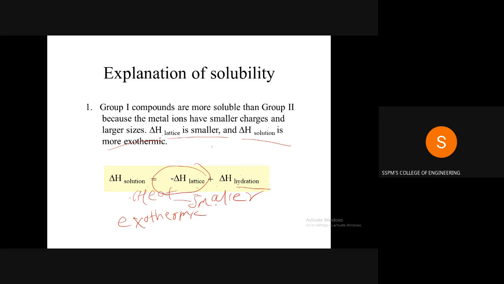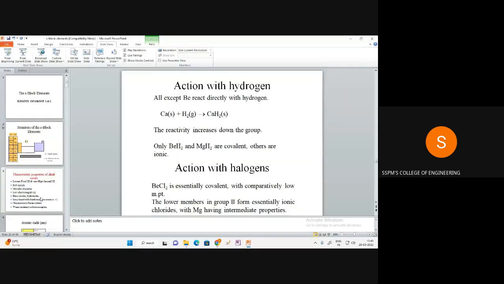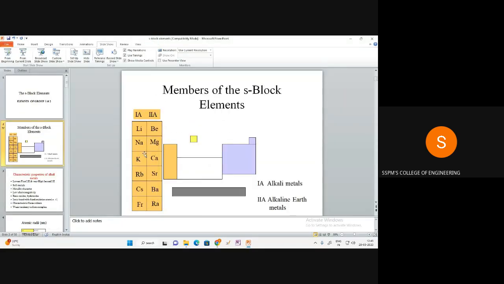Exothermic reaction means what? Two types of reaction: exothermic and endothermic. When energy is released, it is exothermic, and when energy is absorbed, it is endothermic. Exo and endo. So exothermic means energy is released. So this is about elements of group 1 and group 2.